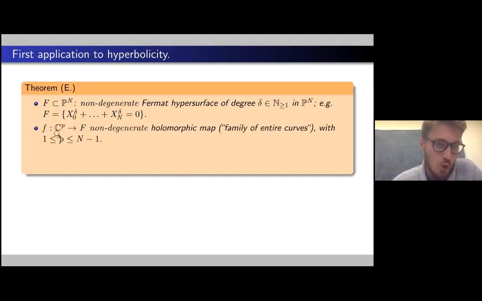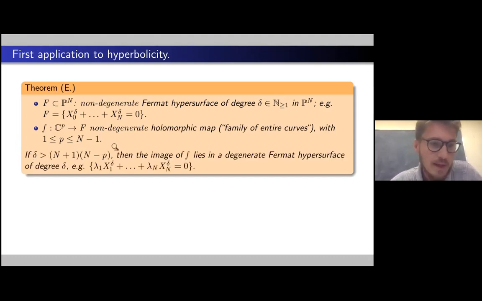So then we take a non-degenerate holomorphic map from C^p to the Fermat hypersurface. Sometimes we'll refer to it as a family of entire curves. We will understand why in the next slide. And here, p ranges from 1 to n-1. Non-degenerate means here that the differential of the map is injective at least at 1 point. Then if the degree of the Fermat hypersurface, delta, is strictly greater than (n+1)(n-p), then the image of this map lies in a degenerate Fermat hypersurface of degree delta.